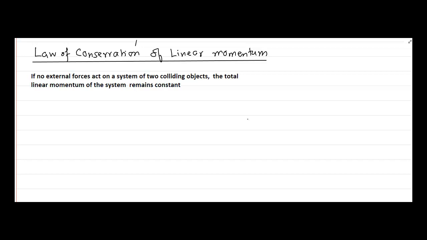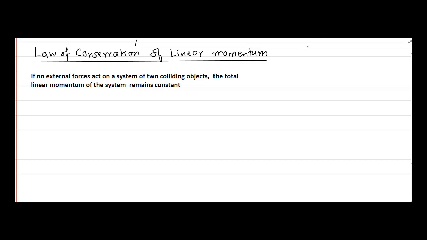After having studied Newton's three laws of motion, we will now look at the law of conservation of linear momentum. The law states that if no external forces act on a system of two colliding objects, the total linear momentum of the system remains constant. So this is what the law states, and we will go into the depth of this law and try to understand it, starting from the fundamental concepts about linear momentum.